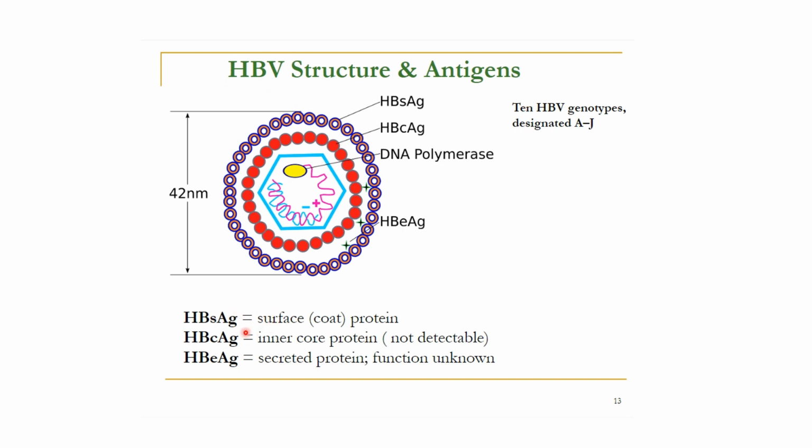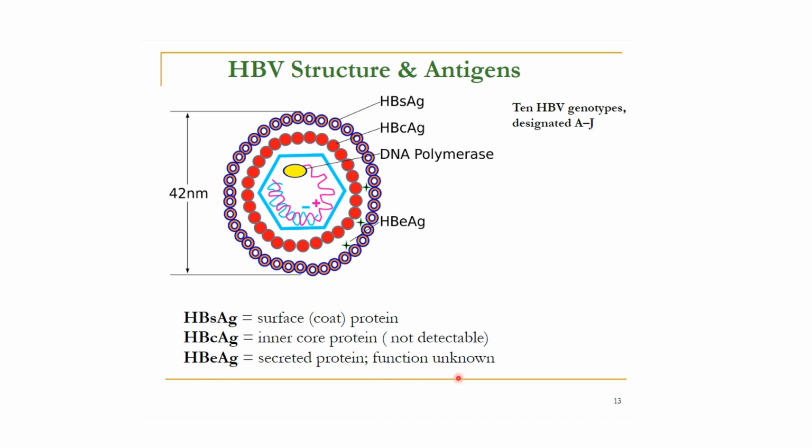We have what we call the HBs. That is going to be the surface coating protein, the outer. We're going to have the HBc, which is going to be your inner core protein. That is usually not detectable, but antibodies against it will be, as we'll see. And you have the HBe, which is what's called a secreted protein.